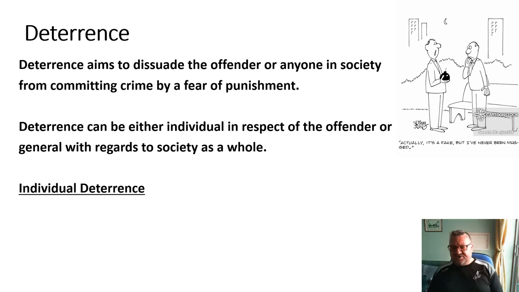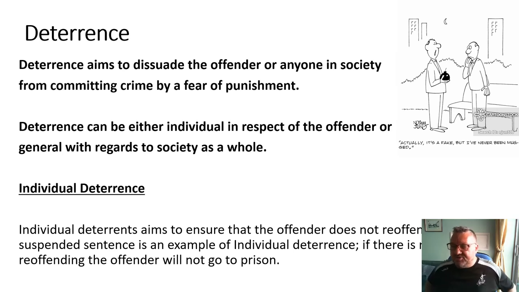So let's look at individual deterrence. That aims to ensure that the individual offender does not reoffend. So an example of this might be a suspended sentence. If that person abides by the terms of the suspended sentence, they've got the thought of a prison sentence hanging over their head if they reoffend during the time of the suspended sentence, and because of that, they do not offend. So the deterrence of the real sentence works if they break the suspended sentence.